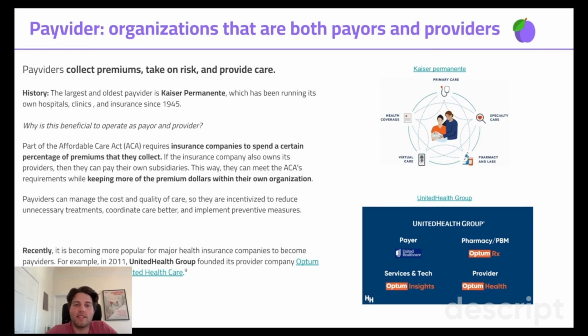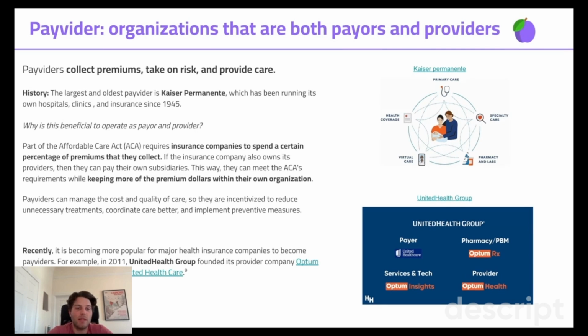Payviders are organizations that are both the payer and provider. They collect premiums, take on risk, and provide care. The classic example here is Kaiser Permanente, and they've been operating as a payvider since 1945. Why is it beneficial? Well, as part of the Affordable Care Act in 2010, insurance companies now need to spend a certain percentage of the premiums they collect.